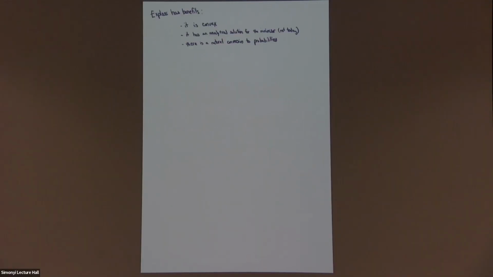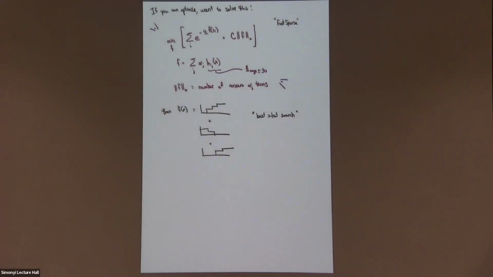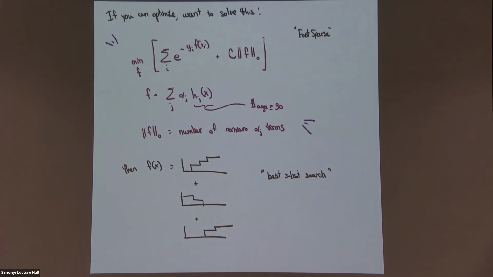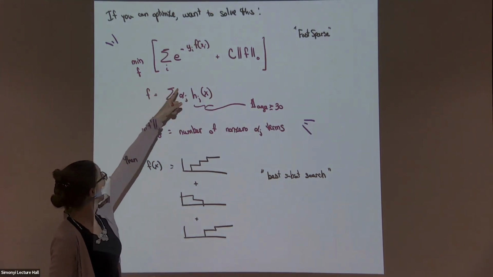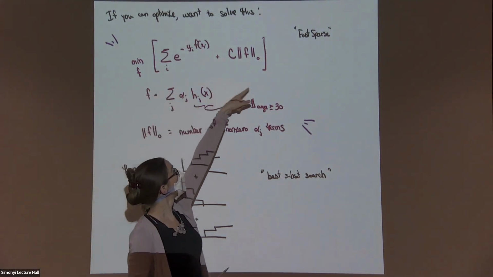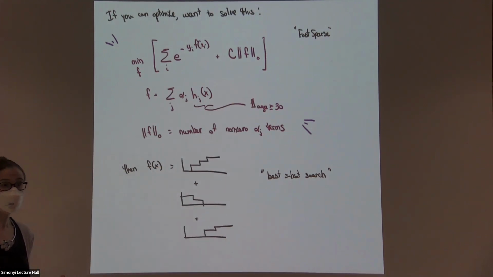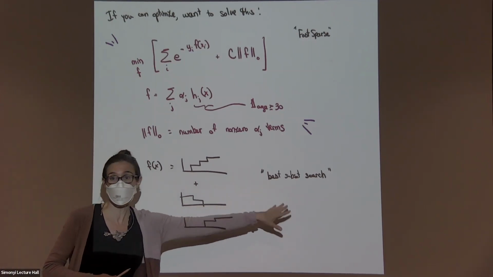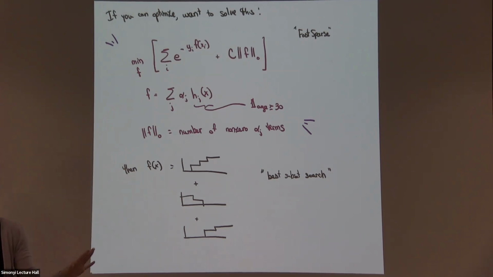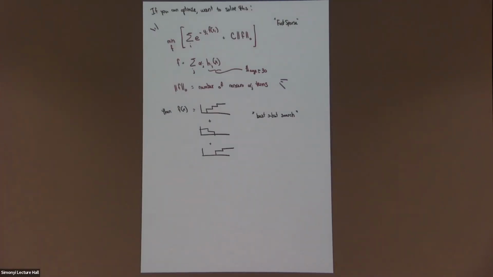Then I pointed out that the problem we actually want to solve looks kind of like this. We want to minimize the exponential loss over all functions f. We want the model to be sparse, meaning there's only a small number of step functions in the model. That requires a best subset search problem, which we can do now that we have computers that are millions of times faster than they were 20 years ago. I want to prove these properties of the exponential loss so that you too will fall in love with it.